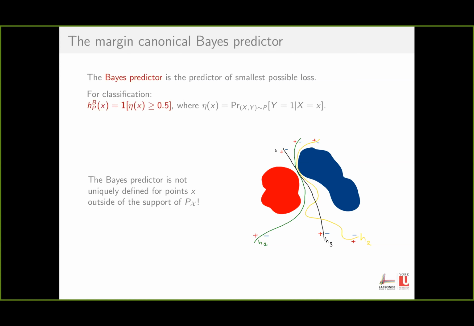So we introduce this notion of a margin canonical Bayes predictor that essentially says everywhere where the Bayes optimal is not uniquely defined, we define it in terms of a nearest neighbor. So here in this case, the black line is a margin canonical Bayes predictor that aims to be everywhere as far as possible from the two labels.